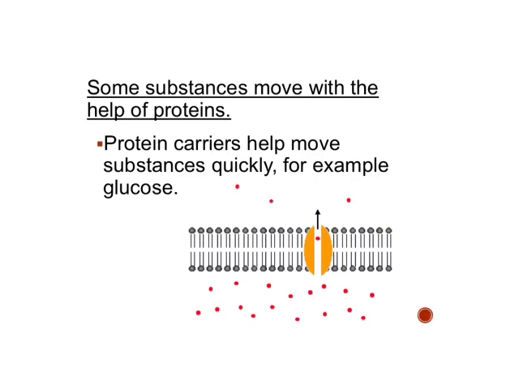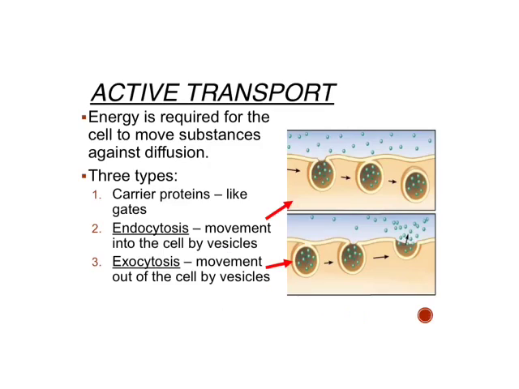Now, so far what we've been talking about are molecules that can move without any help. They just move right through the membrane. Some substances need the help of proteins. Sometimes the proteins, as I showed you before, in the membrane act like a little doorway or a little gate to help these substances move through quickly. An example of this is glucose. There are little holes specifically in the membrane for glucose. So glucose, even though it's a little bit larger than water or oxygen, has its own pathway and can travel right through without the cell using any energy.